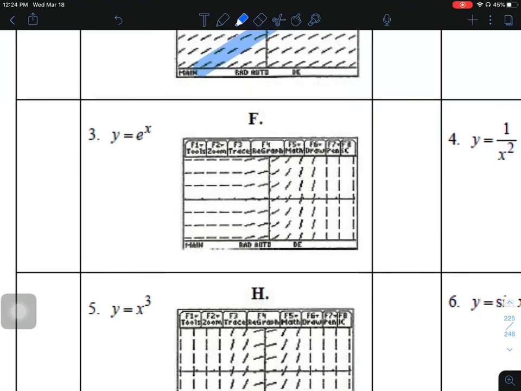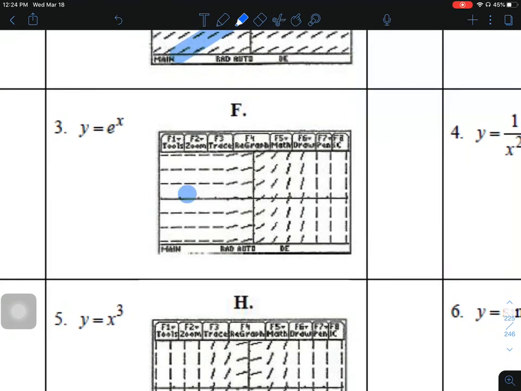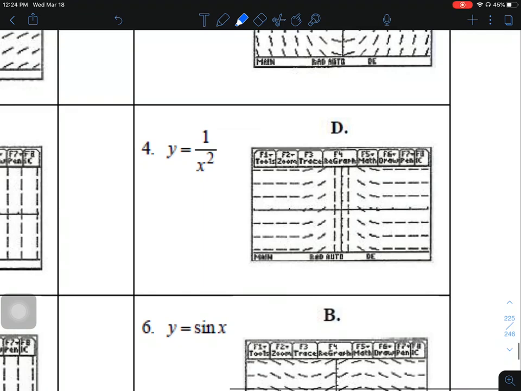3 is an exponential function. And if you can see here, these curves sure look like they are exponential curves. 4, I chose D. 1 over x squared has a vertical asymptote and a horizontal asymptote. It looks something like this.